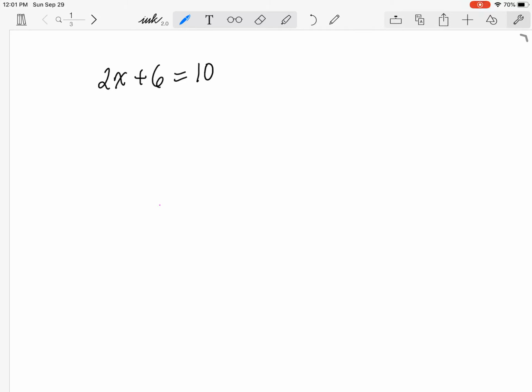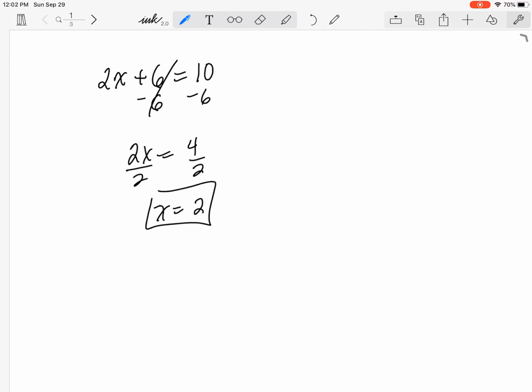And we know that I need to do the inverse property, and I'm going to subtract 6 from both sides, and that's going to give me 2x is equal to 4. And then I know that I need to divide both sides by 2, and that's going to give me x is equal to 2. Okay? Well, the algebraic properties, this is an equation, and what it says is that whatever I do to one side, I can do to the other side.